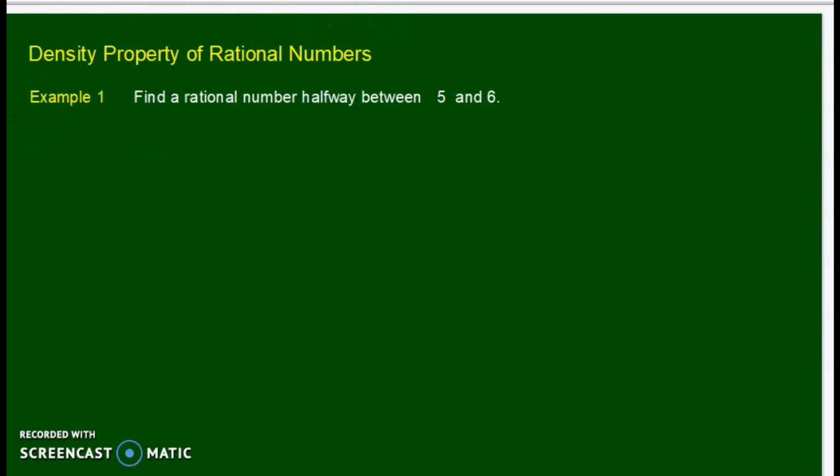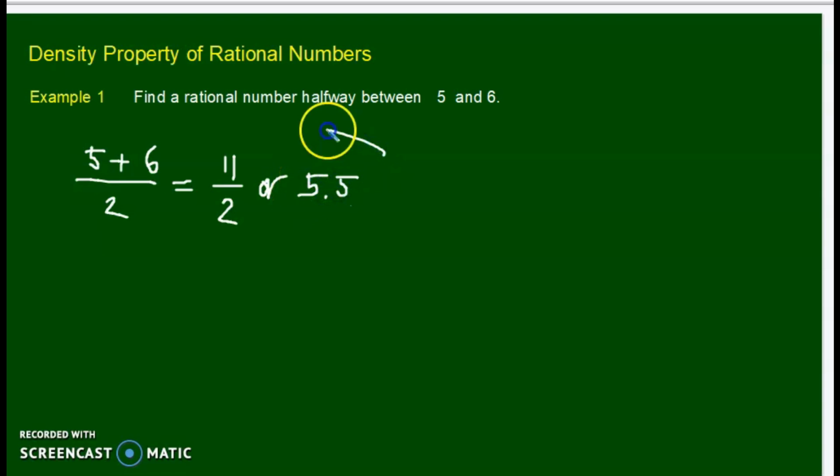Okay, so here's the first example. Find a rational number halfway between 5 and 6. So gaya ng sinabi natin sa rule kanina, we get the average to determine the rational number halfway between them. So when we get the average, it's going to be 5 added to 6 all over 2. And we know that the sum of 5 and 6 is 11 over 2. Or, pwede nyo i-convert yan sa decimal number. You have 5.5. Okay? And there you have the rational number between 5 and 6. The rational number halfway between them. Okay? Let's move on to the next.